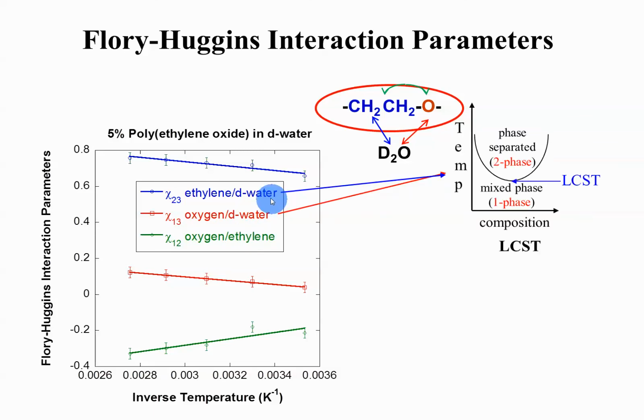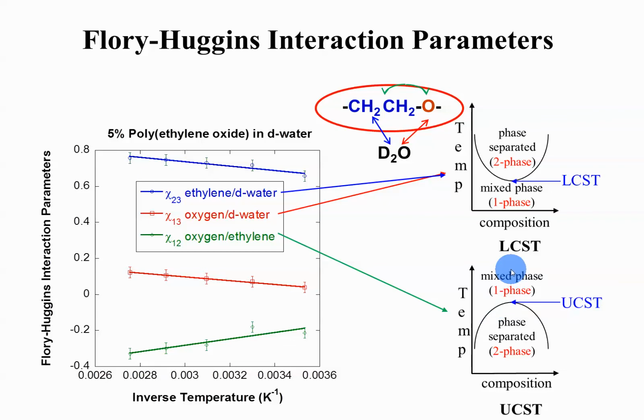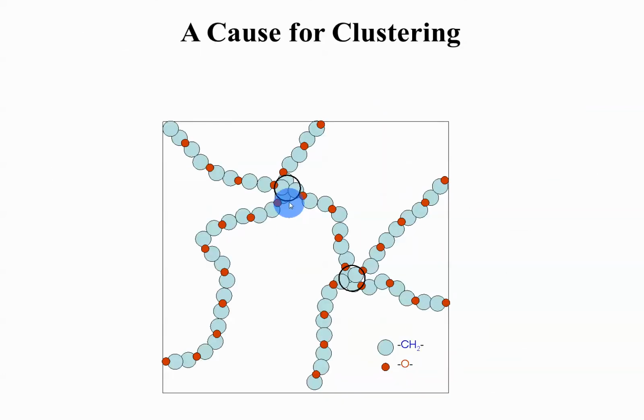Lo and behold, these two are LCST, ethylene in water and oxygen in water, but the third one turns out to be UCST. In other words, phase separation upon heating for these two, but upon cooling for the third one. Things are getting a little clearer. In other words, this clustering occurs at low temperature. The PEO in water is a frustrated system. What happens is the ethylene parts do not like the oxygen atoms at low temperature. There is nothing they can do about it, but they're covalently bonded to it.